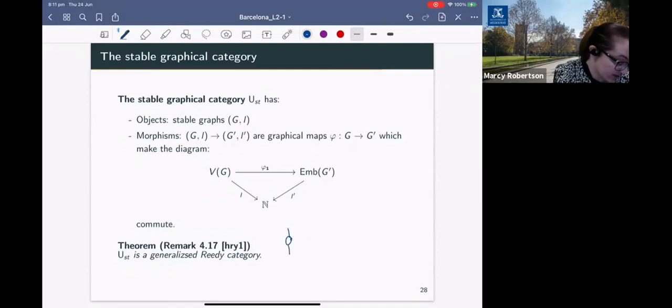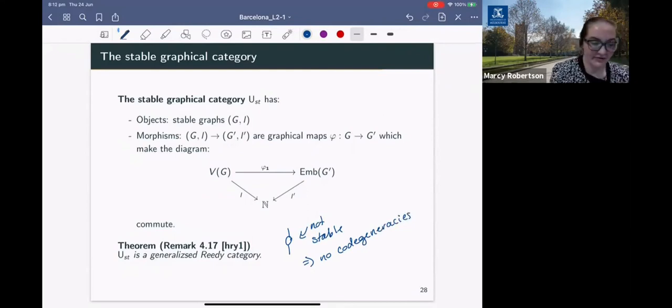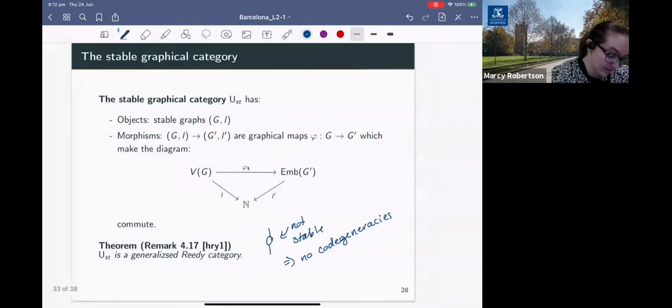So the fact that this is not stable implies no degeneracies. So this is quite an easy factorization. It's just all inner and outer coface maps and some isomorphisms. So it's a very easy category to work with.